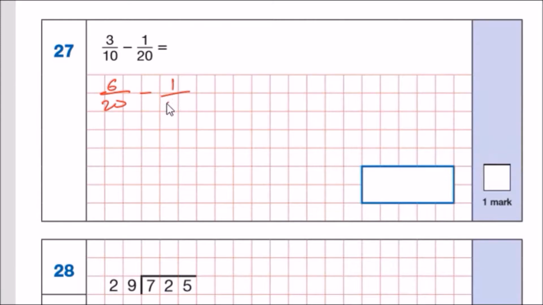And yes, now you can take away, because you need to have common denominators. And 6 take away 1 is 5, so 5 over 20. And you know what? You could leave it there or you could simplify it. I would simplify it. So 5 over 20, you can divide them both by 5, you get 1 over 4. So it's a quarter.